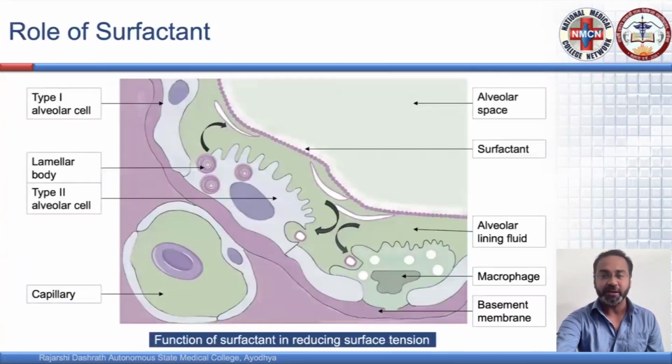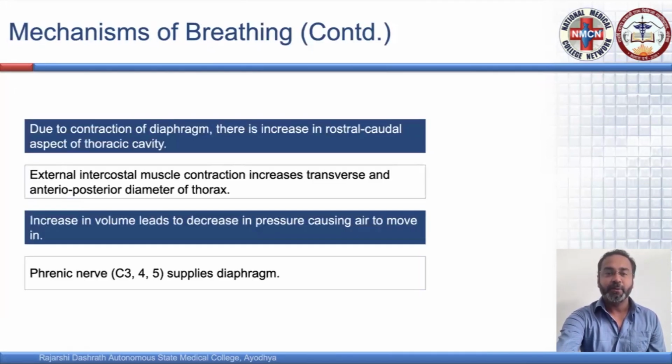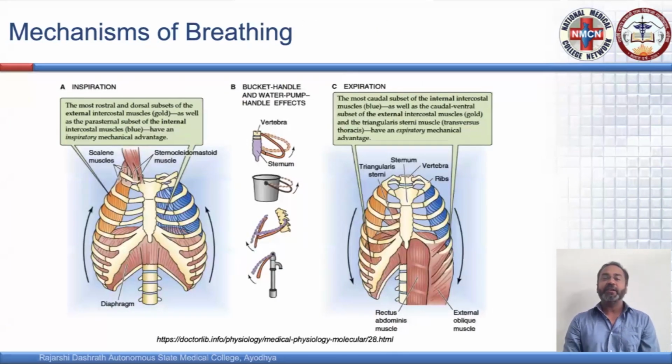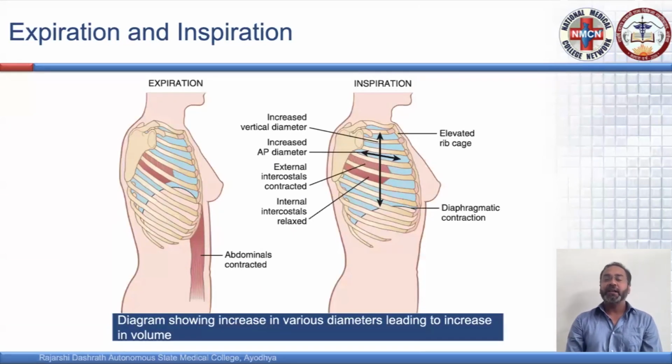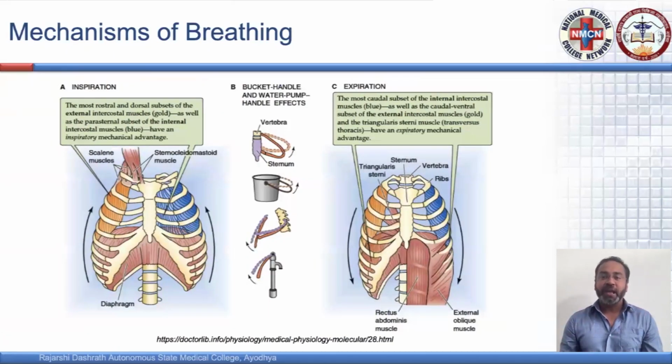I want to show that in a diagram. So because of this, air starts moving in and there is inspiration. The air will keep moving in till the pressure inside becomes 760 millimeters of mercury, after which the inspiration stops, and now the diaphragm relaxes and goes back to its original position.